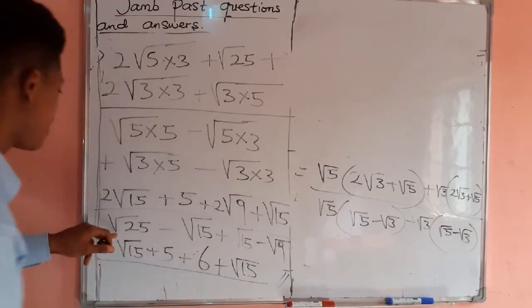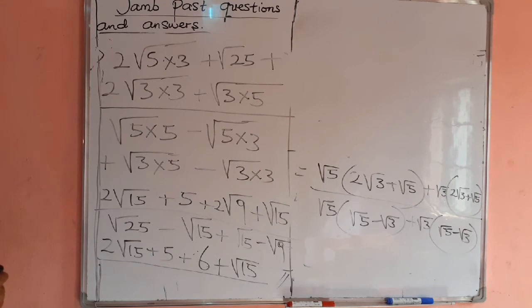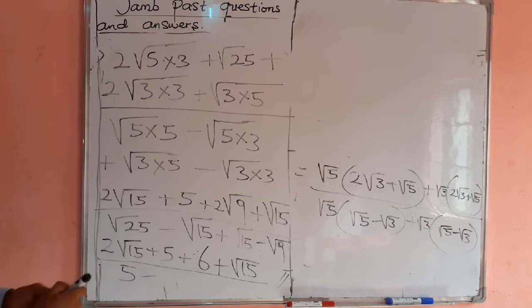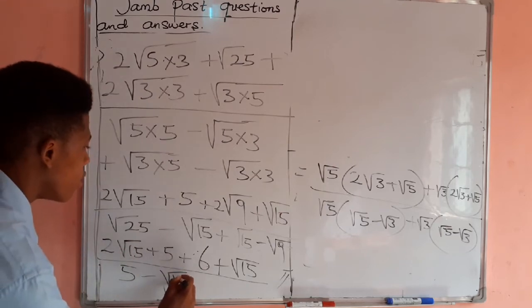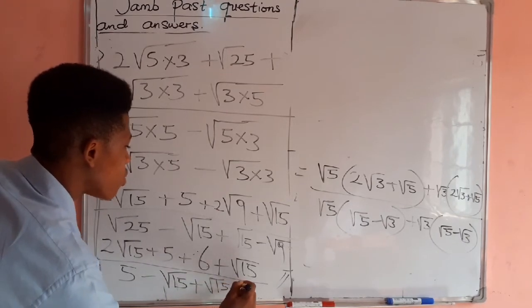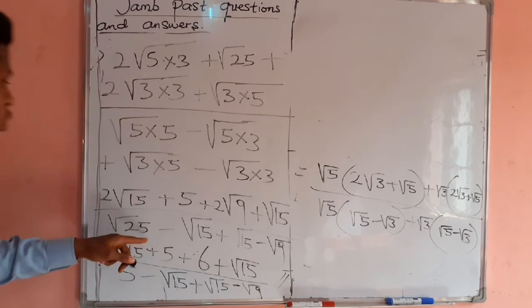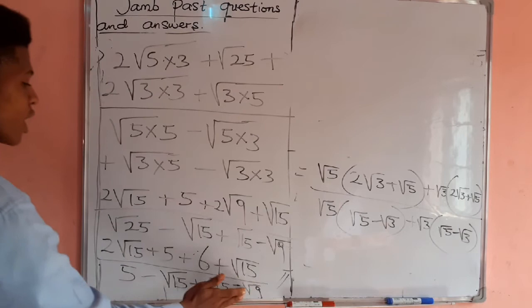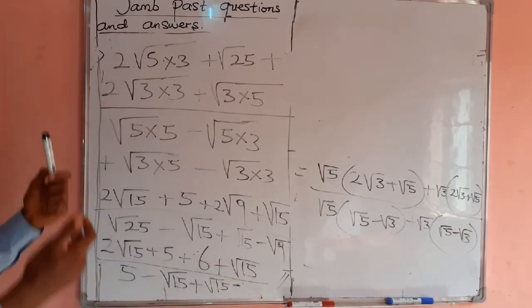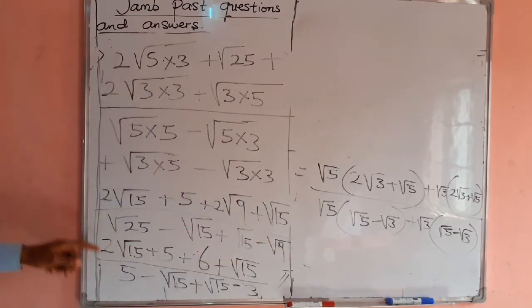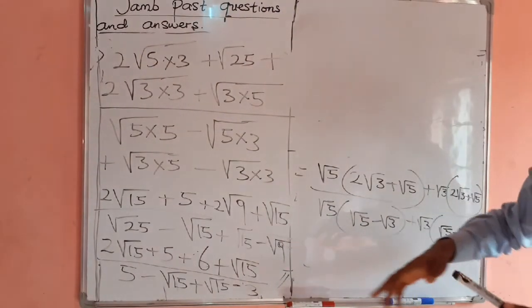Over this now. Root 25 is 5, because 25 is a perfect square. 5 minus root 15 plus root 15 minus root 9, what we have here. This is the only thing that changed. Minus root 9. 9 is a perfect square, so root 9 is 3. So this is minus 3. Okay, let's move over to this side and solve it.